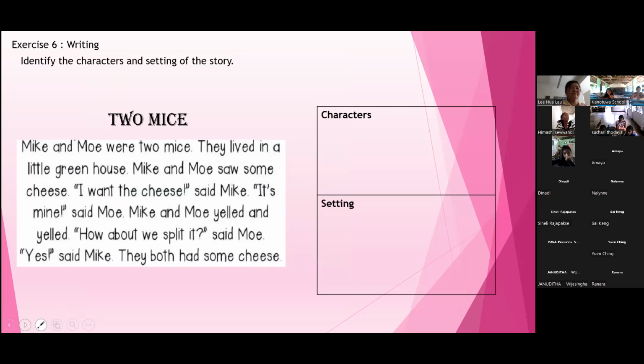All right. Okay, here I have a story. I need you to read the story and then identify the characters of the story and the setting. Okay, can you read as a group, please?